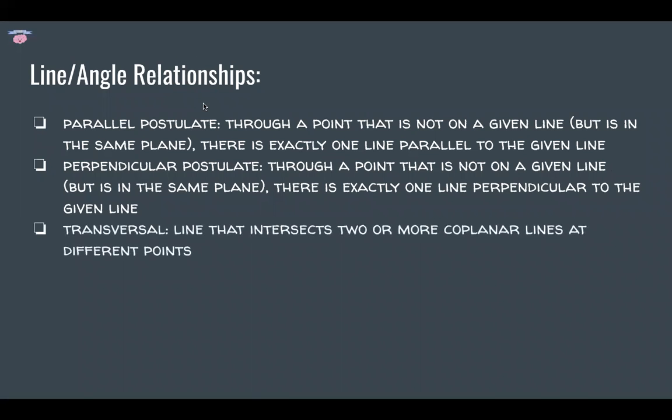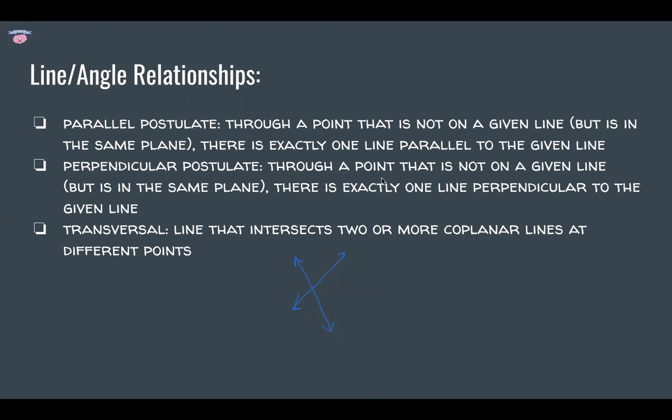Now, a transversal is another type of relationship. It's a line that intersects two or more coplanar lines at different points. So we remember that coplanar means that they're on the same plane. So these are the two lines. They don't have to be parallel, by the way. It could be something like this. So let's just say it's like this, just so that we're not generalizing it to parallel lines. A transversal is a line that intersects these at different points. So if it went through this point right here, that wouldn't be a transversal because it's only intersecting at one common point.